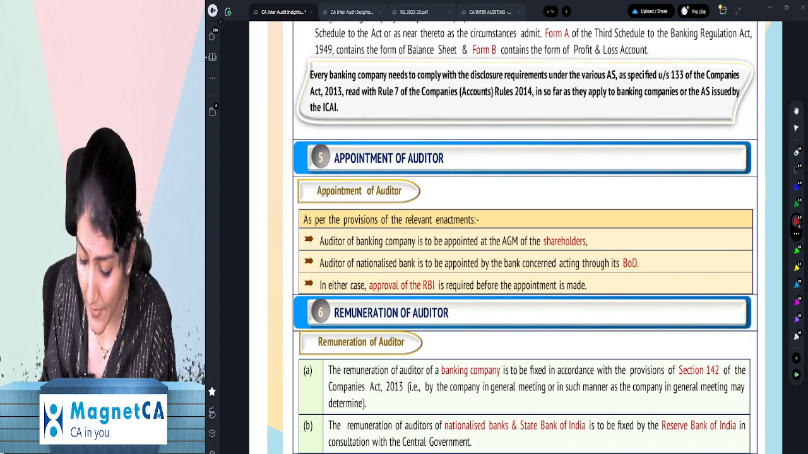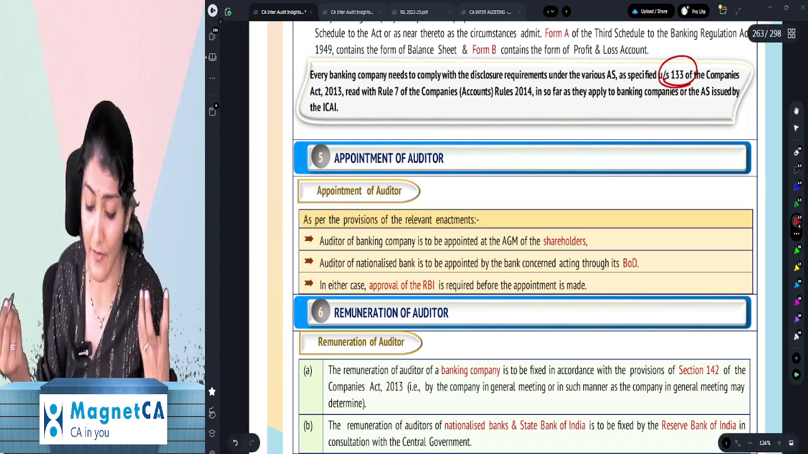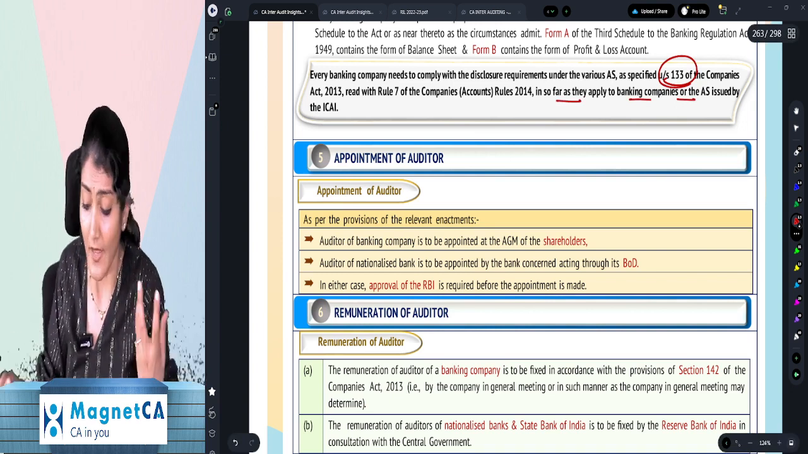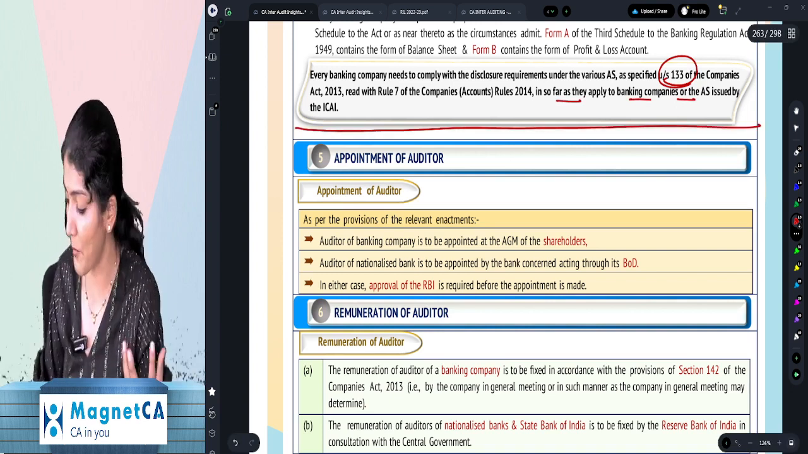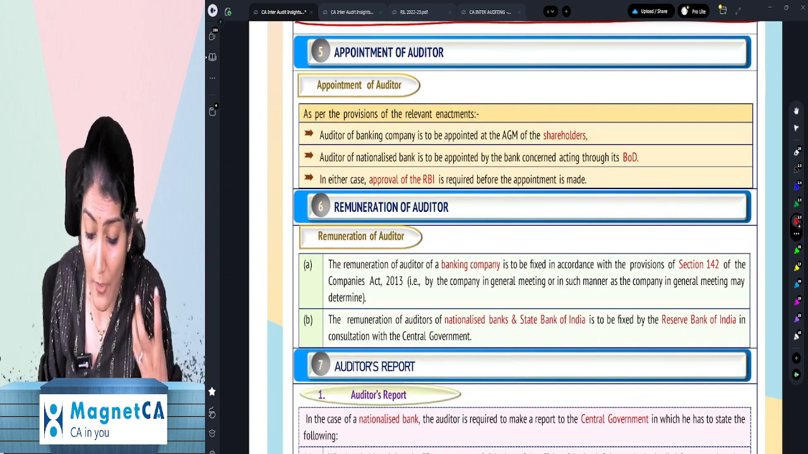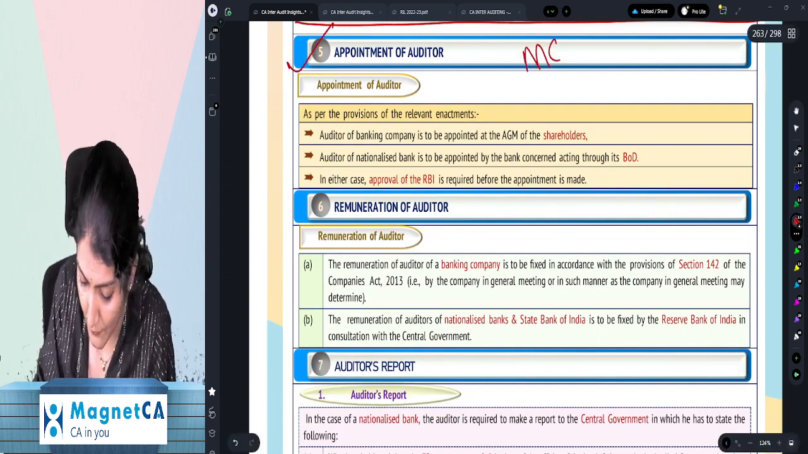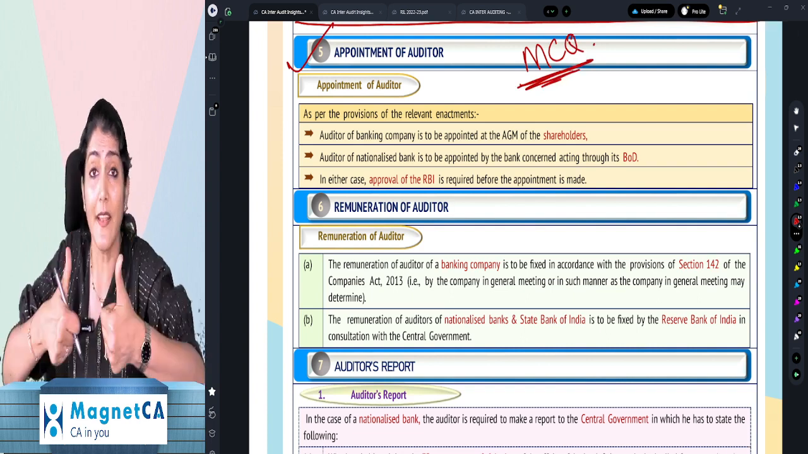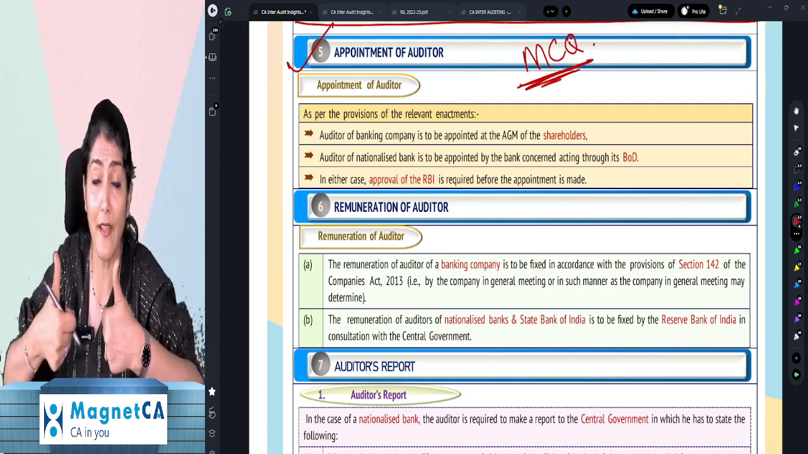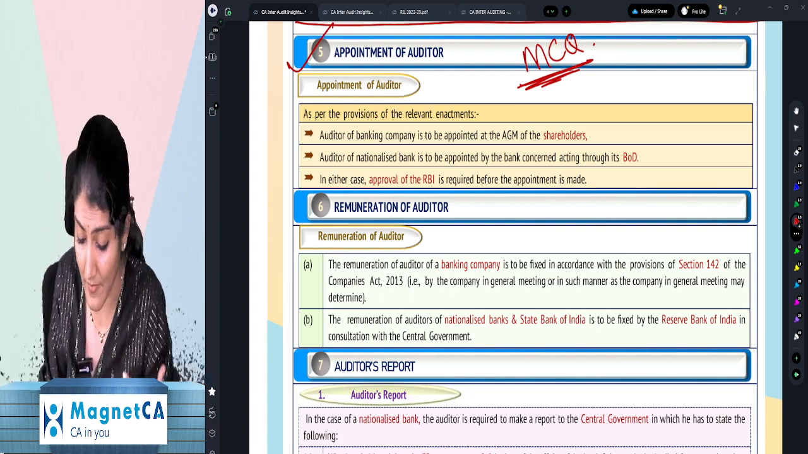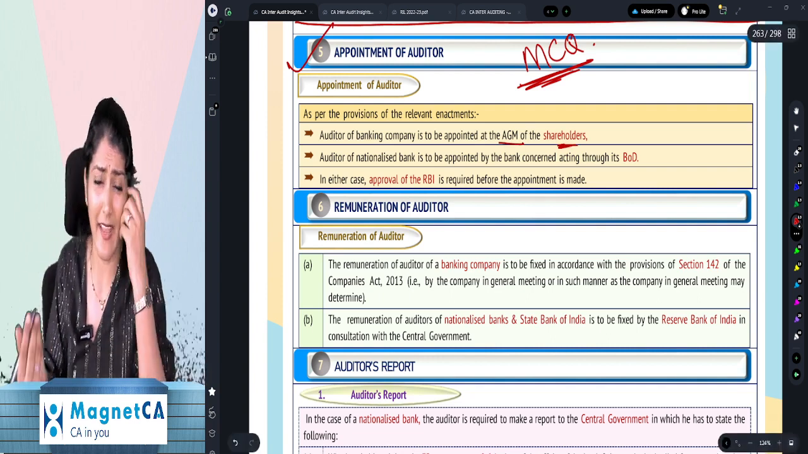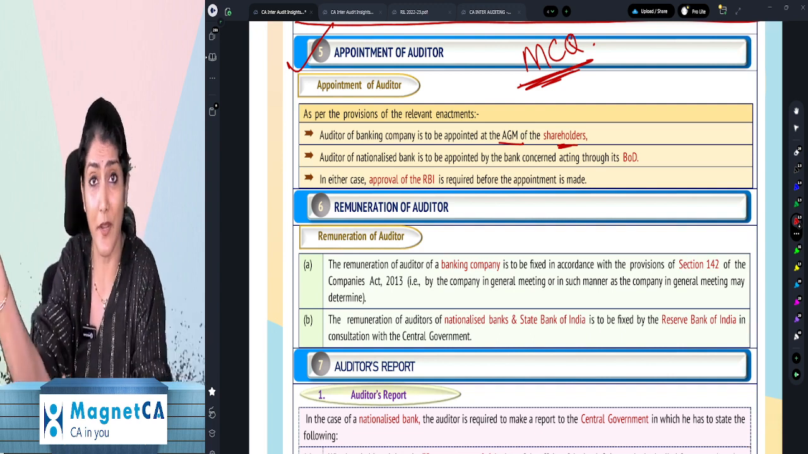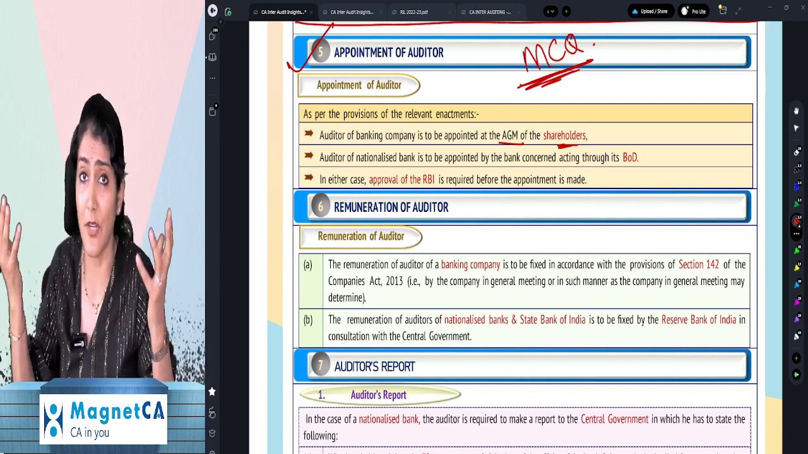Do banking companies also need to follow the accounting standards? Yes, to the extent possible. Insofar as they apply to banking companies, they need to follow the accounting standards also. Then who appoints the auditor in case of a bank? MCQ. As a general rule, the auditor of a bank is to be appointed by the shareholders in the general meeting. Just like any other company, even in the case of a banking company, the auditor is appointed by the shareholders in the general meeting.